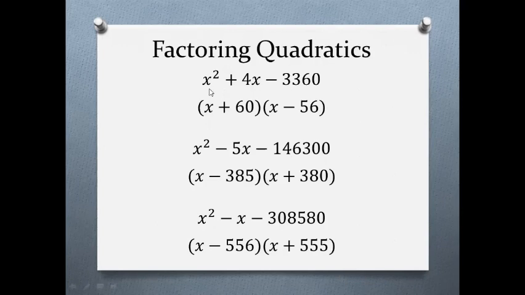So we see that for x squared plus 4x minus 3,360, we get x plus 60 times x minus 56. For x squared minus 5x minus 146,300, we get x minus 385 times x plus 380. And for x squared minus x minus 308,580, we get x minus 556 times x plus 555.